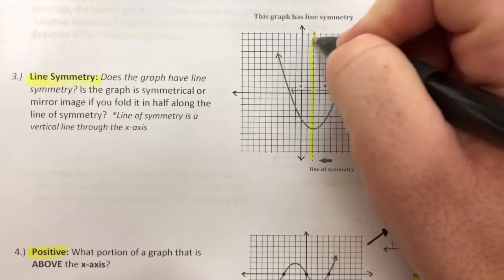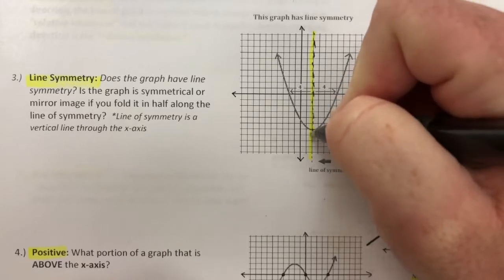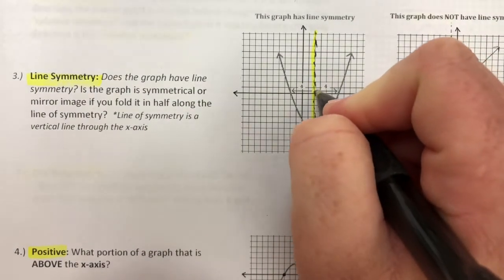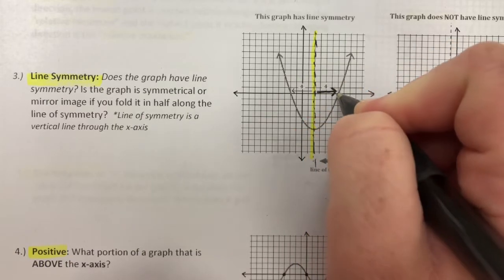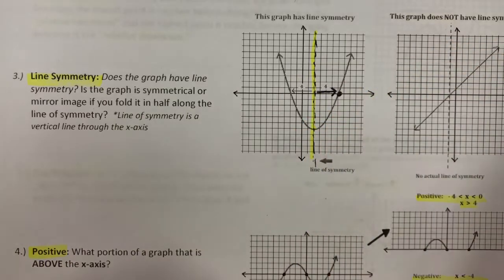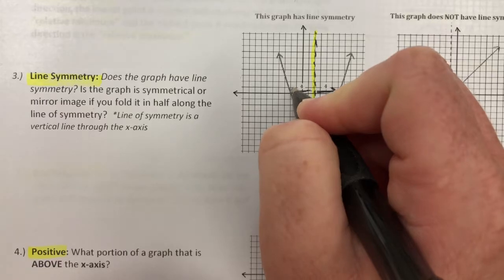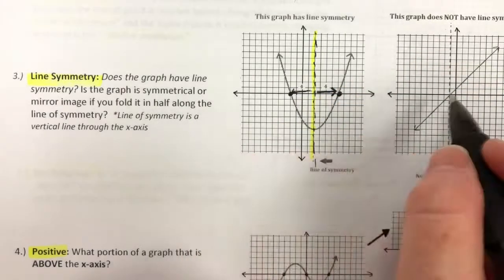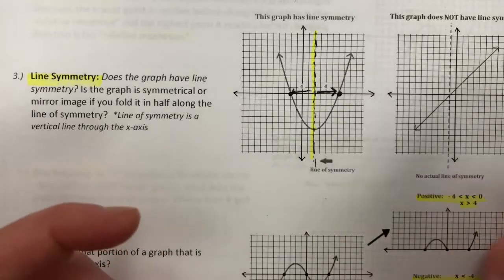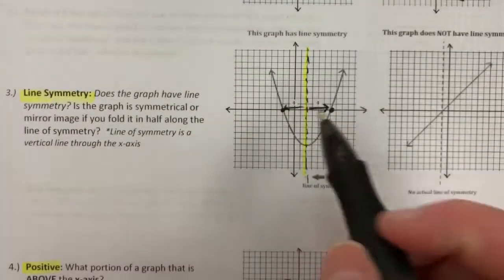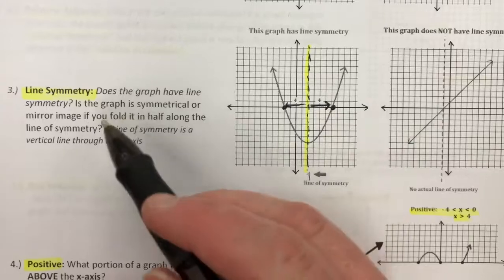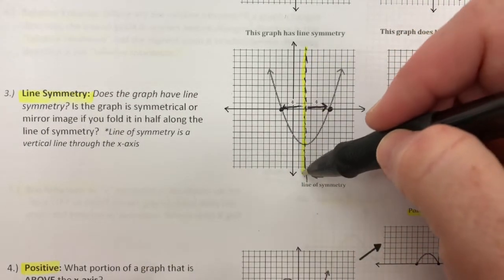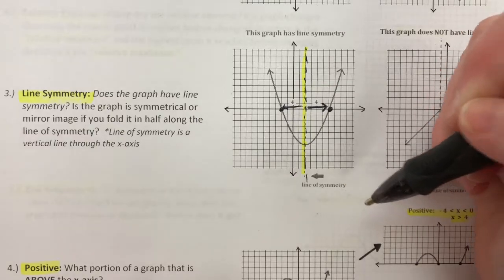I kind of did a dotted line here, but it didn't show up when it printed, so I highlighted it. But you can see that this vertical line is about 4 units away from this side of my graph, and it's about 4 units away from this side of my graph on the x-axis, right? It's the same size. So if I folded this in half along this line, they would meet up. So this is line symmetry, and we call this line that we folded on the line of symmetry.